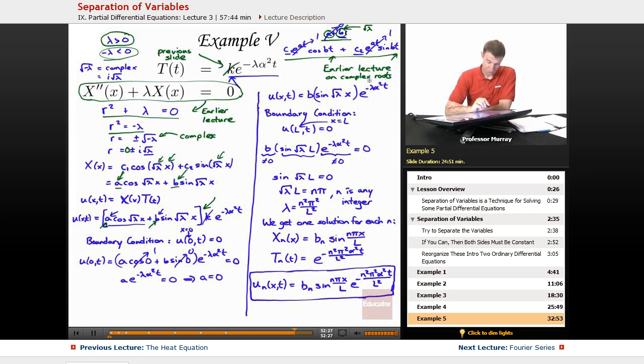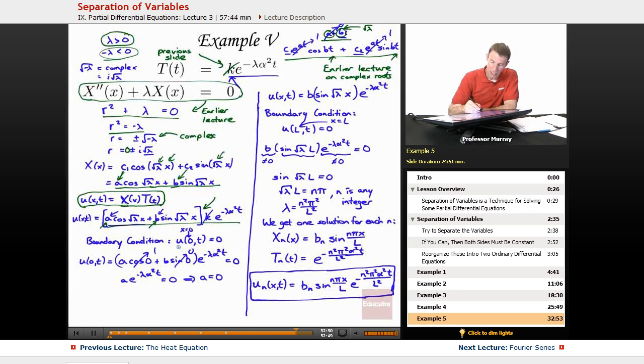So, we've now found our solution for X of x, but we want to match the boundary conditions. So we want to compile our solution together with our solution for T of t. Remember, this was our guess with separation of variables: U is the product of X of x and T of t. So here I'm multiplying them together.